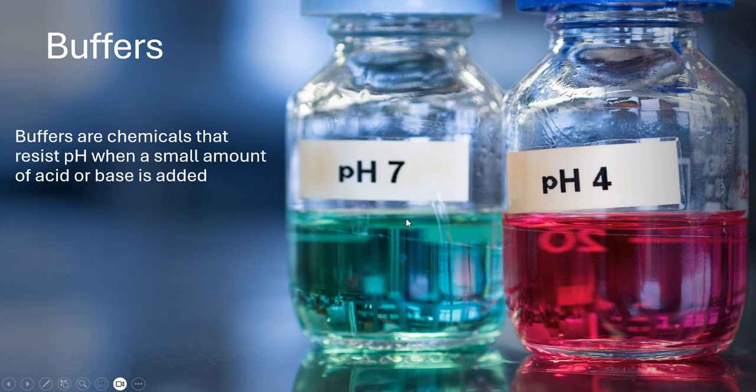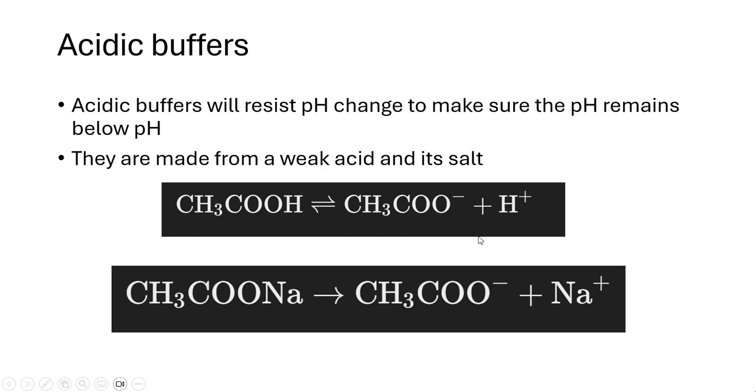Buffers, buffer solutions. Buffers are chemicals that resist pH change when a small amount of acid or base is added. So when you add a small amount of acid or base, it will resist it. It's important that you don't say that it stops it, it just resists it. So you need to understand the dynamics behind buffers. Acidic buffers will resist pH change to make sure the pH remains below 7. They'll resist the pH change to make sure that the solution stays acidic.